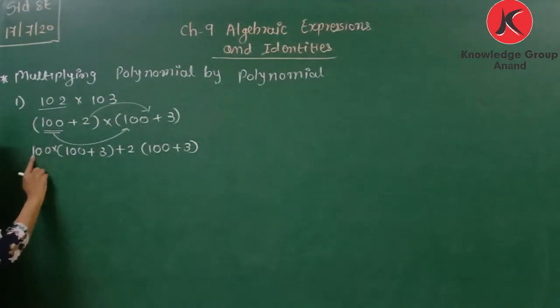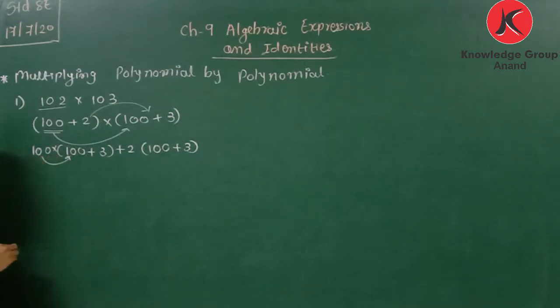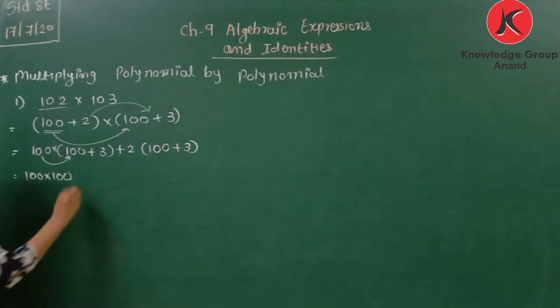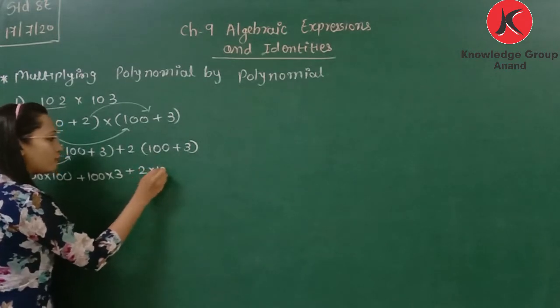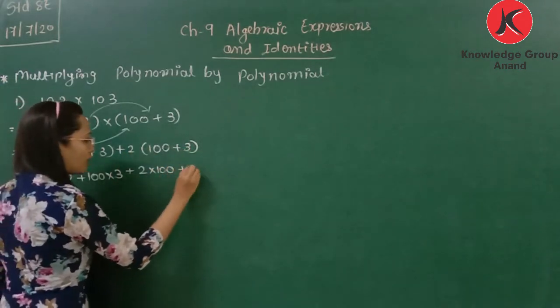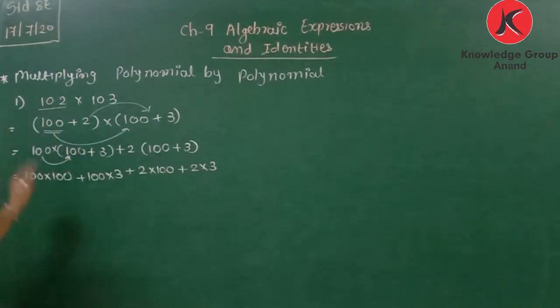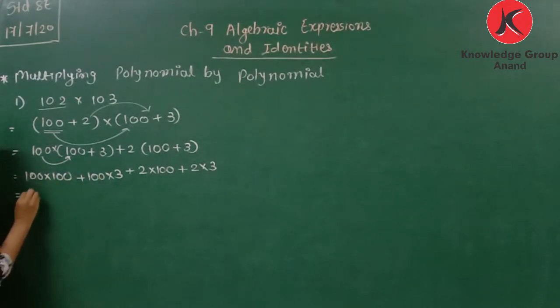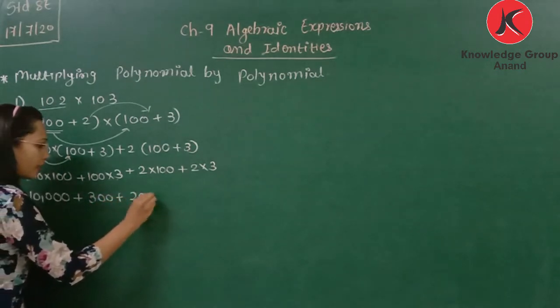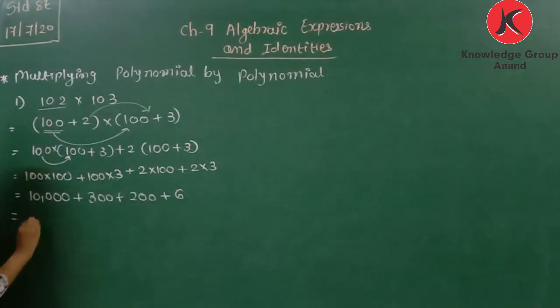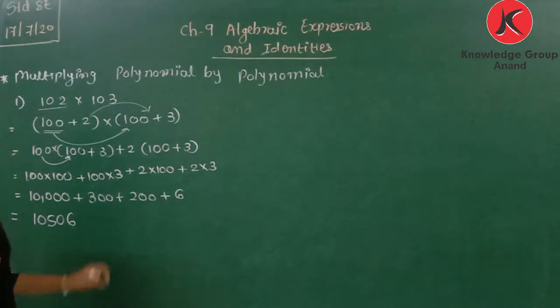Now you can see this is a monomial with a binomial. So 100 is multiplied with 100 first. Now we open the bracket here. So 100 is multiplied with 100 and 100 is multiplied with 3. Now for this one, 2 is multiplied with 100. Be careful in the sign. 2 is multiplied with 3, so plus 2 multiplied with 3. Here each number outside the bracket is multiplied with every number inside the bracket. So 100 multiplied by 100 will be 10,000, plus 100 multiplied by 3, that is 300, plus 200 plus 6. Now addition, so it will be 10506.